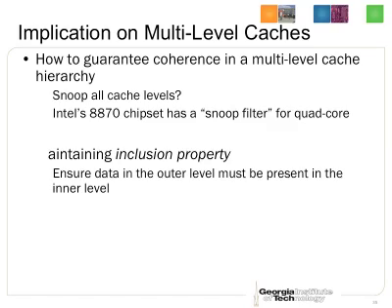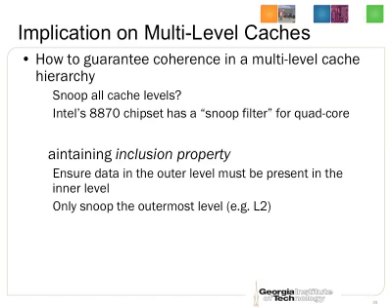When we design multi-level caches, we often maintain the inclusive property, which is to ensure data in the outer level must be present in the inner level. And that's true for all the modern processors that we use. So we only need to snoop the outermost level. For example, if we have a 2-level cache, we only need to snoop level 2.